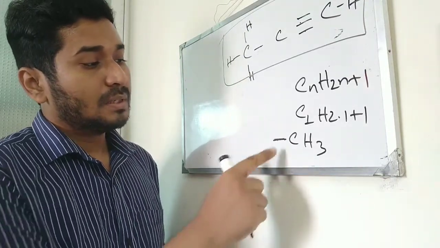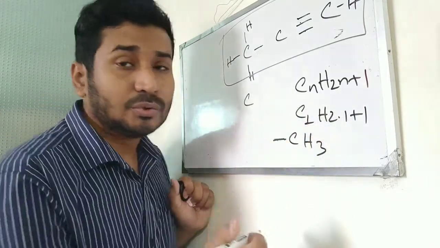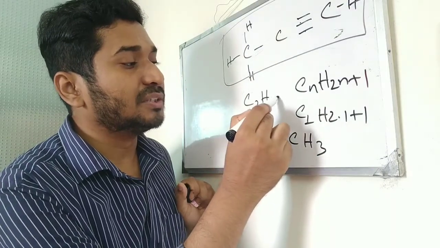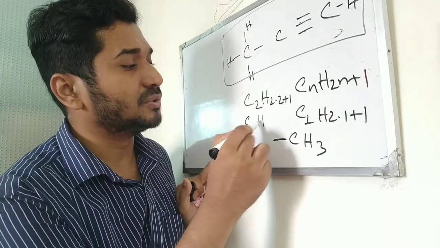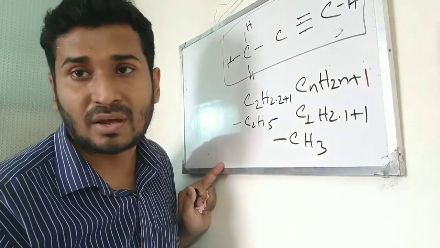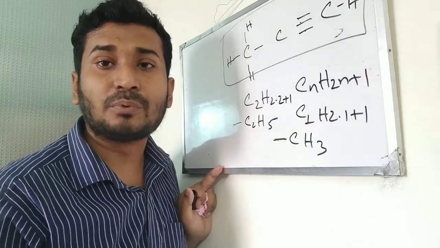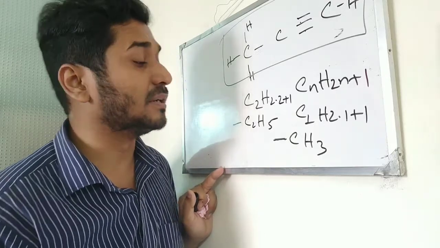So if you take 2 as the value of n, it will be C2H(2×2+1), 4 plus 1, that is 5, C2H5, that is called ethyl. And if you take the value of n as 3, it will be propyl, then butyl, pentyl, hexyl, heptyl, and so on.